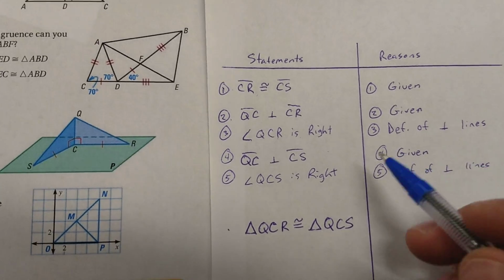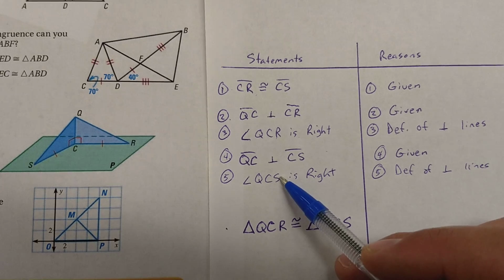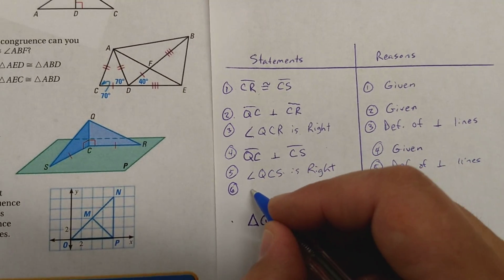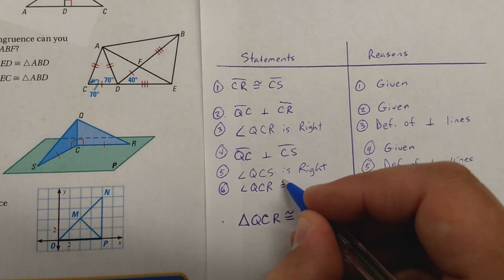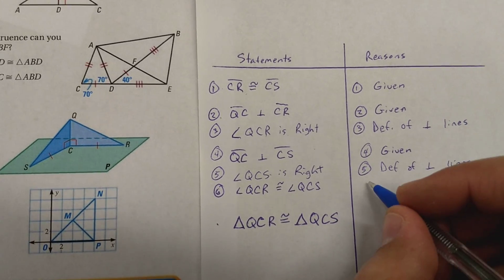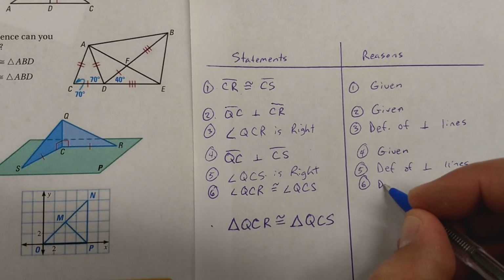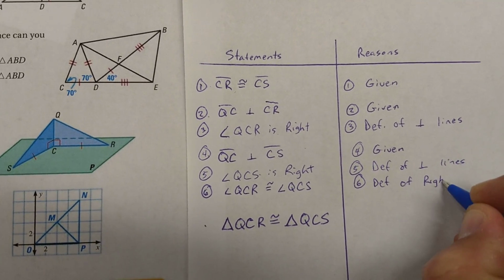Okay, so since I've got this angle being right and this angle being right, I can say that they are congruent. That's going to be my 6th step. Angle QCR, which I said is right, must be congruent to angle QCS, which we said is right, because that's the definition of right angles.